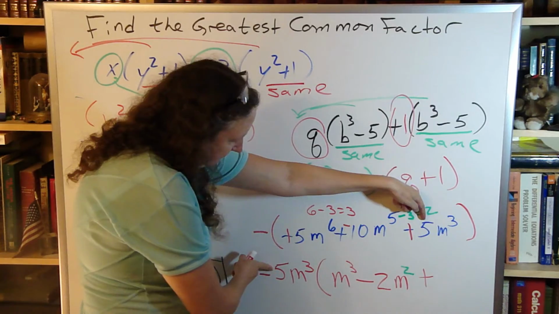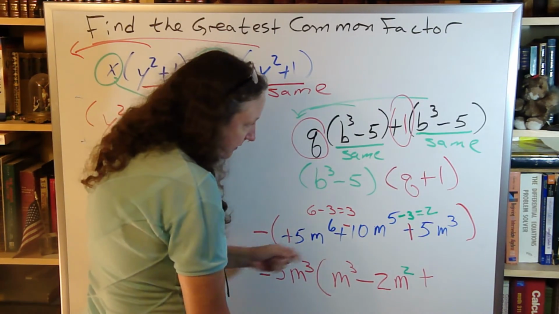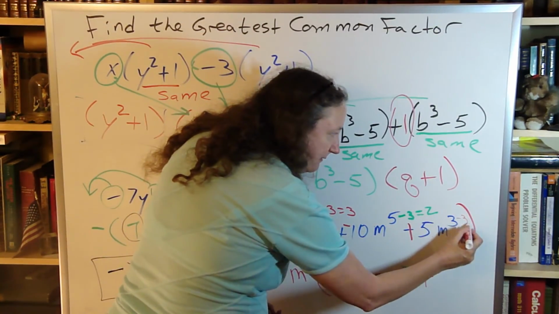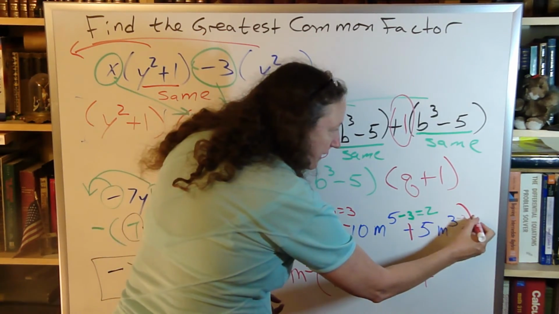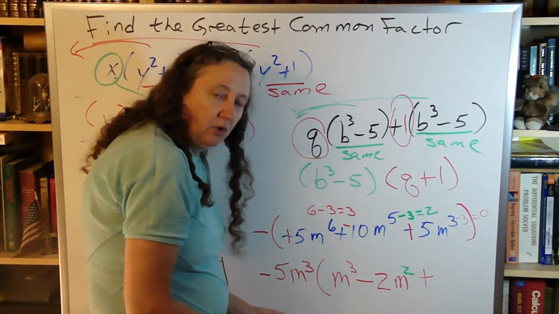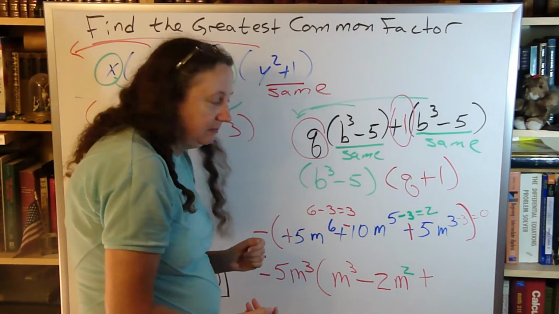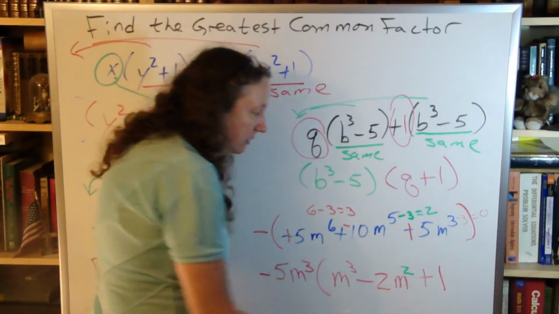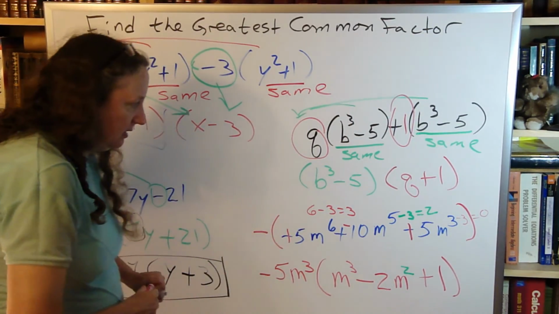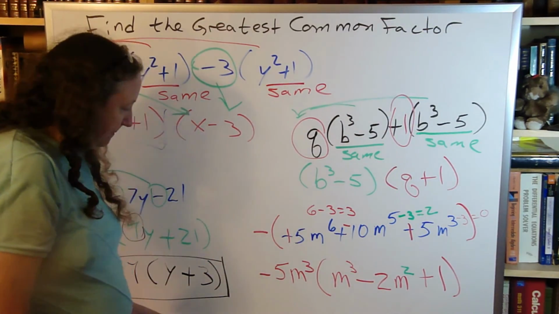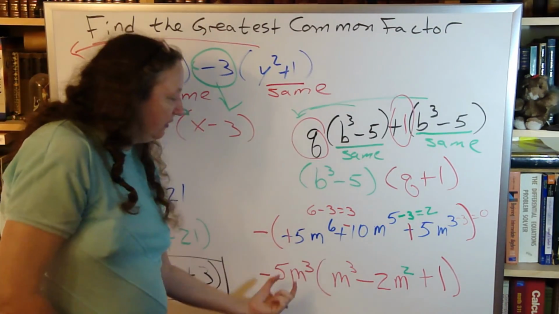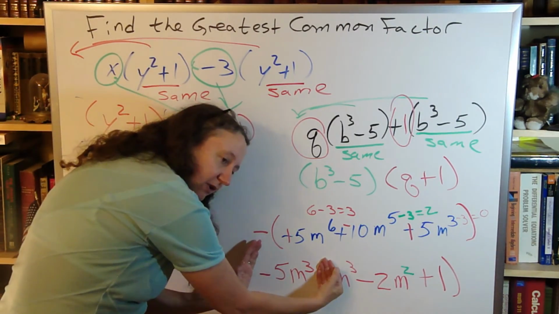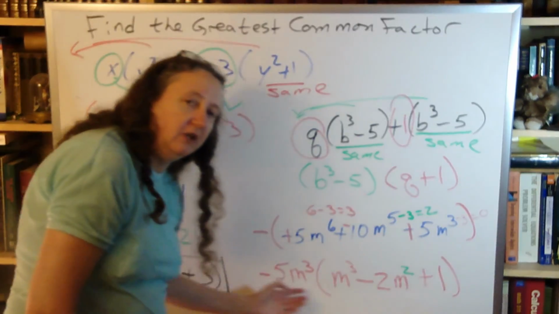I have 5 divided by 5 gives me 1. I have m to the third divided by m to the third. So I'm subtracting the 3 from there with my exponent rules. That's giving me 0. So m to the 0 equals 1. So I have 1 times 1. So I need to write down that 1 there. And that is my factored form. The greatest common factor itself is negative 5 m to the third. So that right there is my greatest common factor. This whole thing here is my factored form.